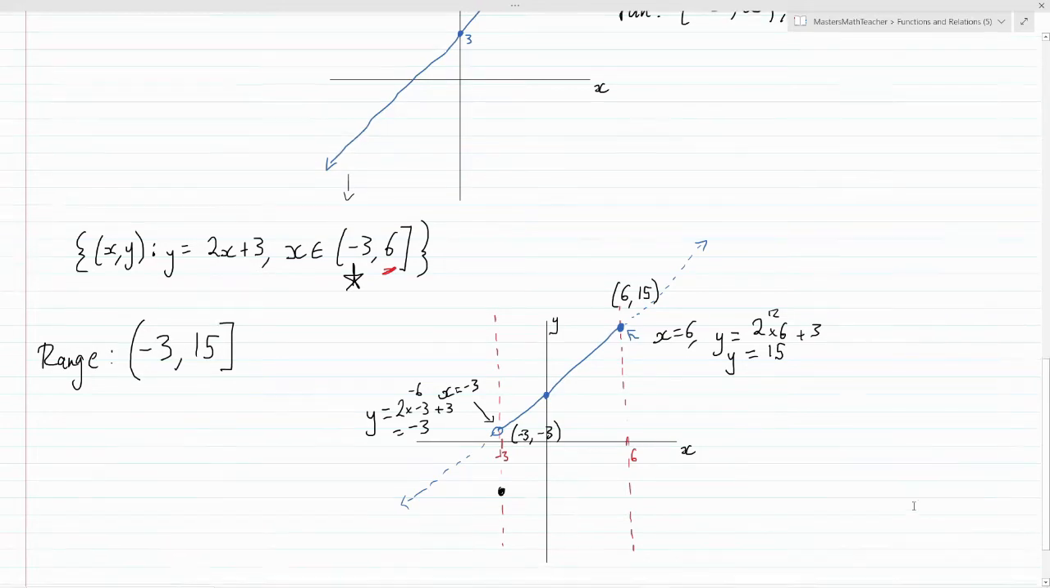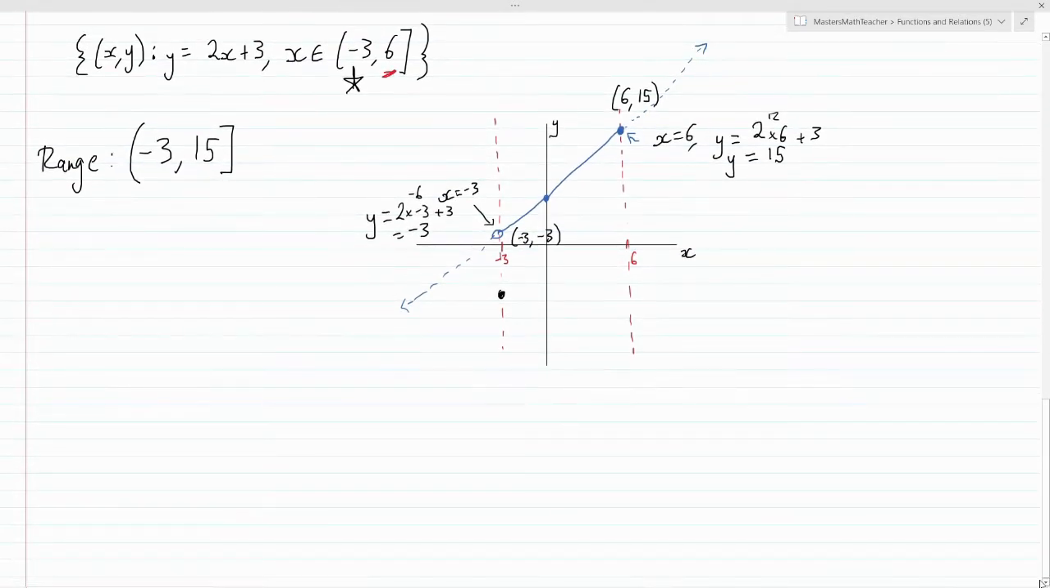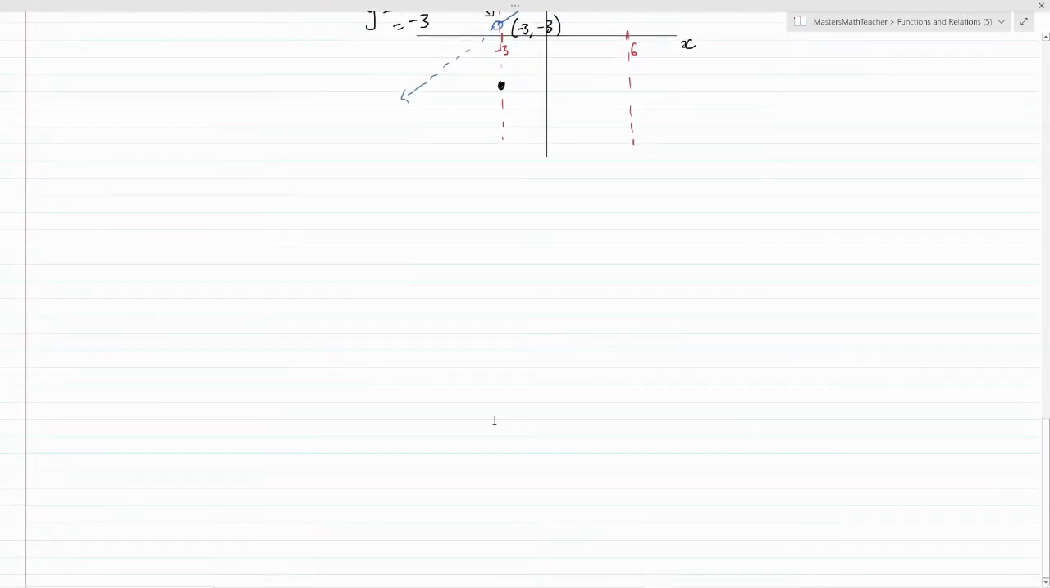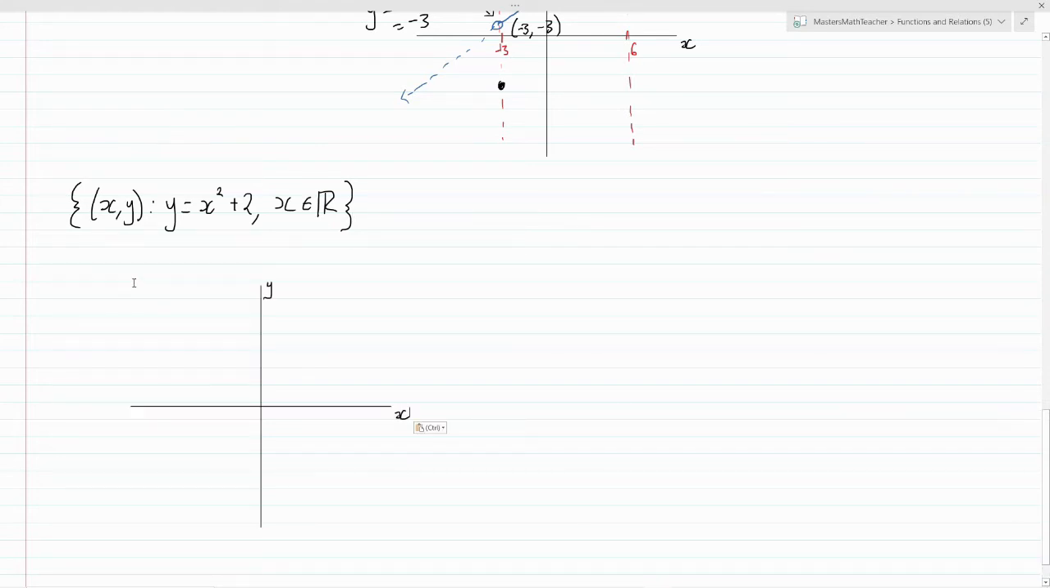Okay, let's do another example. This time, we're going to deal with a parabola because the same concept applies. So I'm going to say, my new one is the set of ordered pairs (x, y) such that this time y equals x squared plus 2. Now for my first example with this graph, I'm just going to say x is an element of all reals, just so that you get an understanding of what this graph looks like and how it compares when I restrict the domain. So I grab out my Cartesian plane.